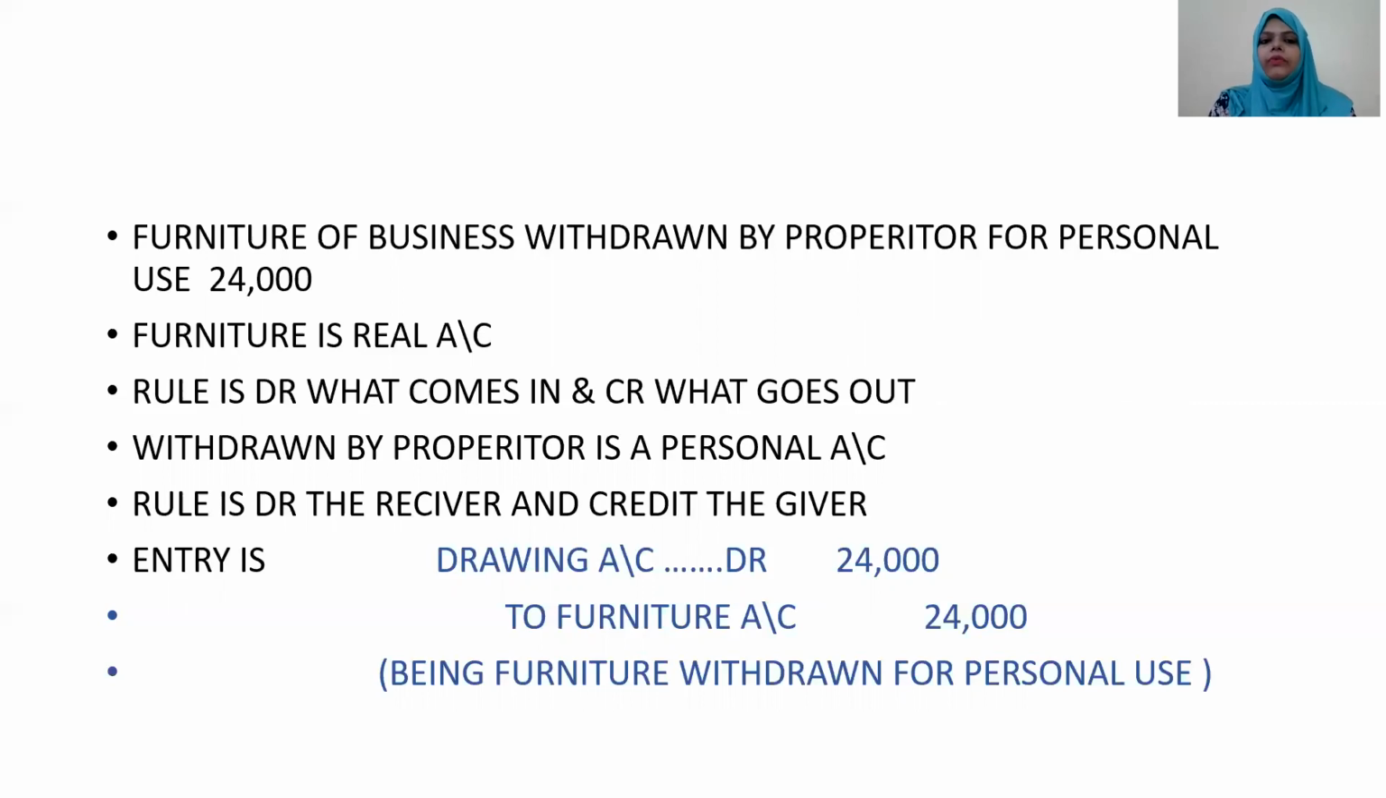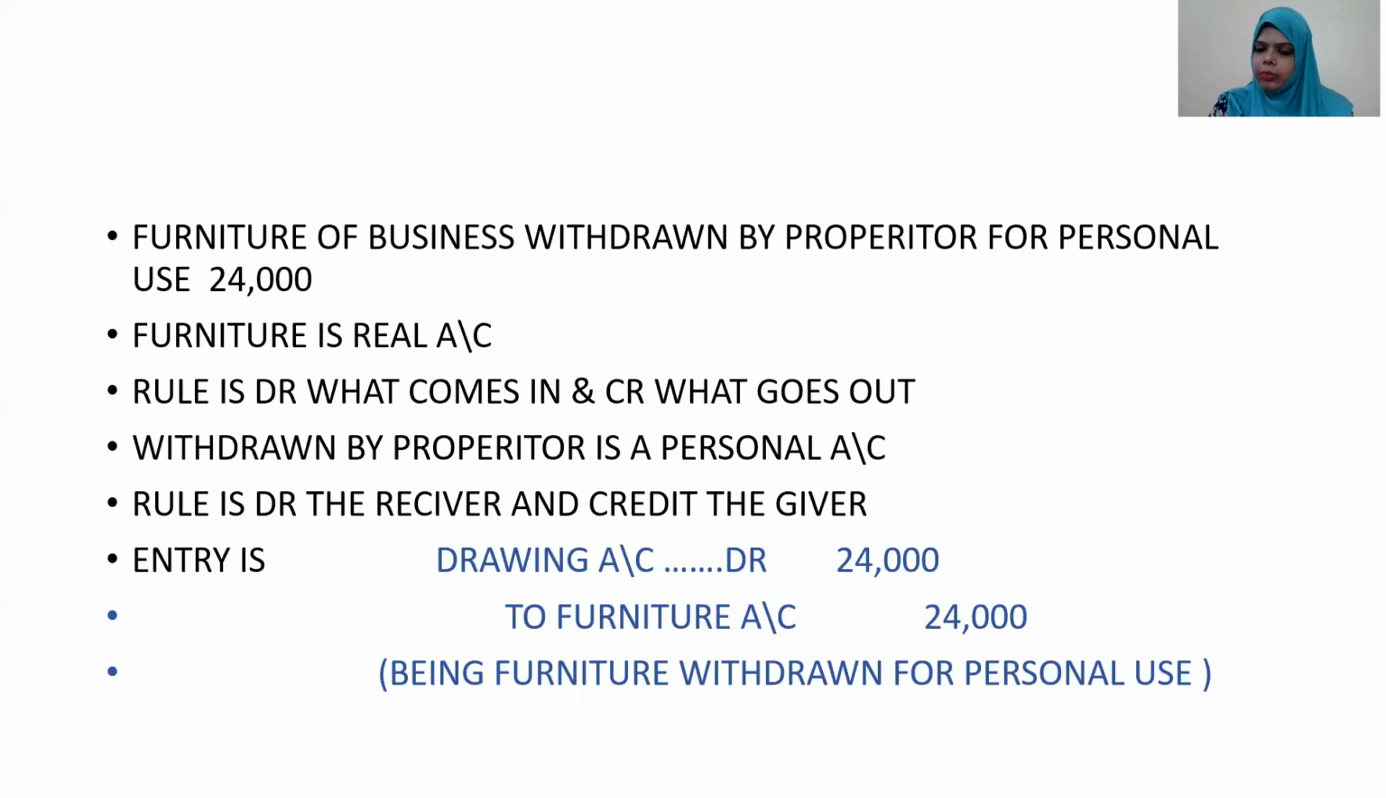Furniture is a real account: debit what comes in and credit what goes out. Drawings by the proprietor is a personal account. Withdrawn by the proprietor means drawings, which is a personal account. So the rule is debit the receiver and credit the giver. And secondly, we know that drawings is always to be debited. So drawings account is debited 24,000 to furniture account, which means what goes out.